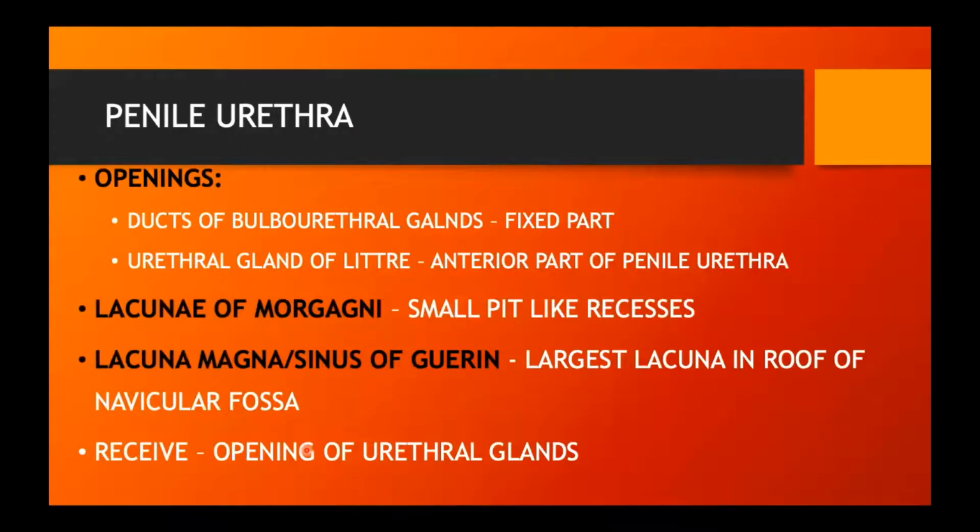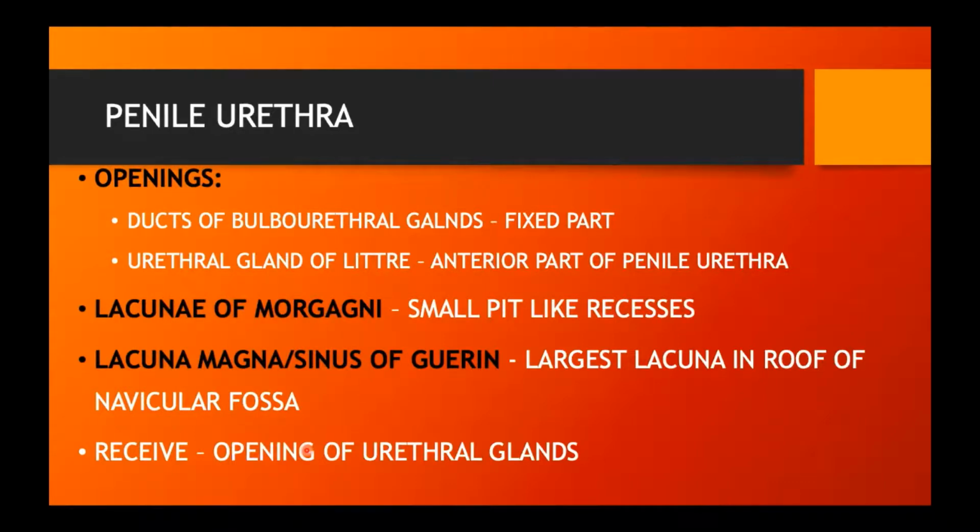Coming to the openings inside the penile urethra. The ducts of bulbourethral glands will open into the fixed part of the urethra, and the urethral glands of Littré will open into the anterior part of the penile urethra. So there are two sets of openings. The bulbourethral glands of Cowper are present on either side of the membranous urethra, but the ducts open into the fixed part of the penile urethra, and the urethral glands of Littré open in the anterior part of the penile urethra, that is in the free part.